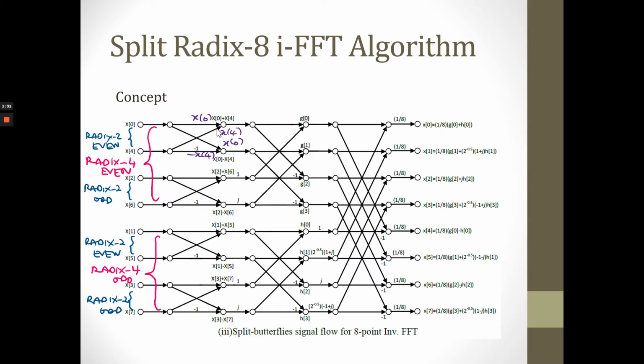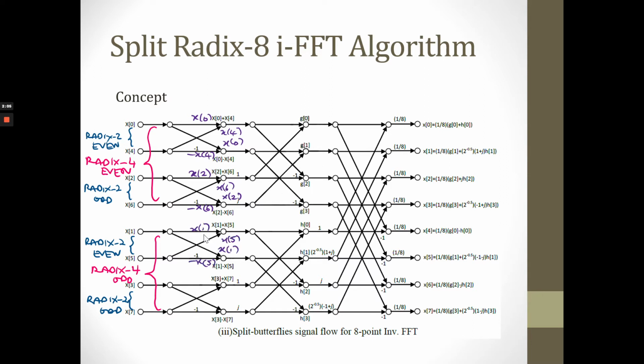From this one, this is x4, and this is multiplied with negative 1, so we have negative x4. From this line, this is x2, and this is also x2. From this one, this is x6, and we have negative x6 here after multiplying with negative 1. So at this point, we have x0 plus x4. For this point, we have x0 minus x4. For the summation point, we have x2 plus x6, and for this one, we have x2 minus x6. So we have settled the radix 4 even equation.